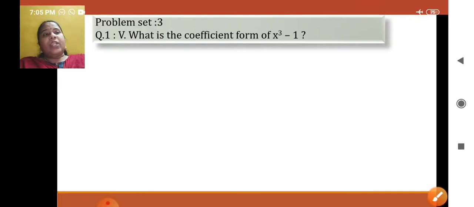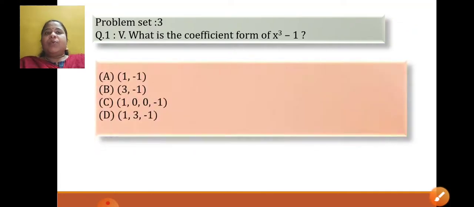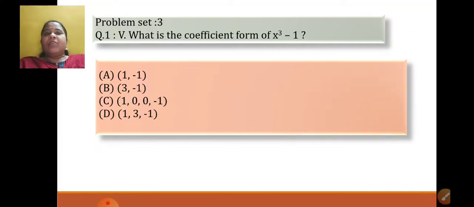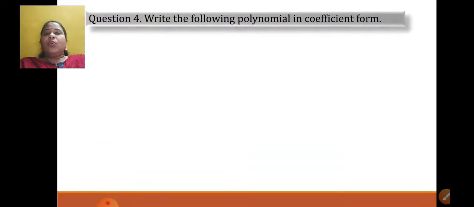Now let's see quickly what the options given to us are. 1, minus 1; 3, minus 1; 1, 0, 0, minus 1; and 1, 3, minus 1. So obviously I hope you have understood that option C is the correct answer. So this was the 5th sum of problem set 3. After this, let us move to question number 4, that is, write the following polynomials in coefficient form.